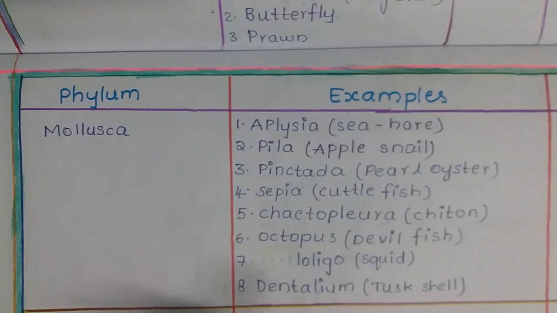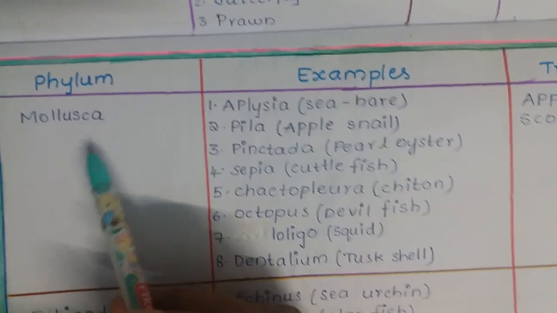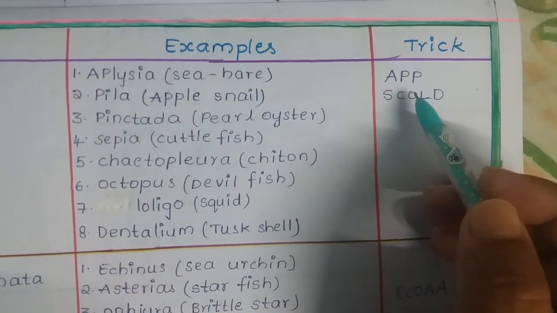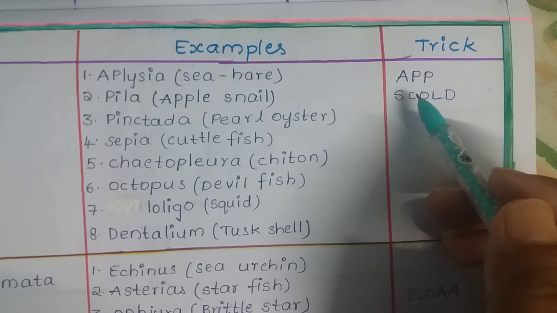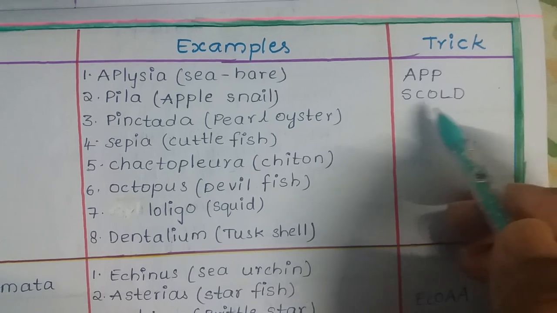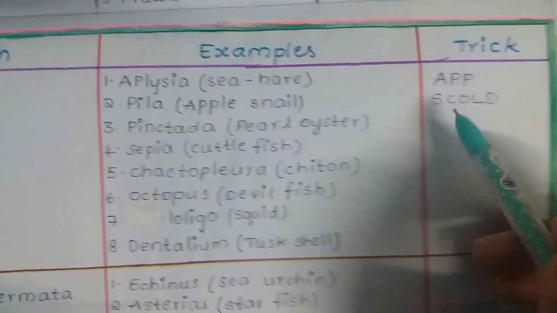Move on to the next phylum, Mollusca. This is the second largest phylum. Here nearly 8 examples are given. Here the trick is APPS CODE. One day when you are opening one app in your mobile, your father scolded you. Apps code.